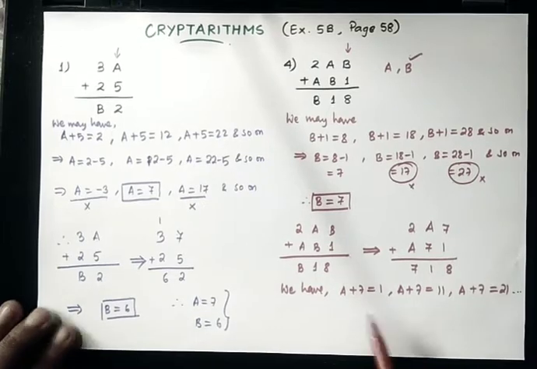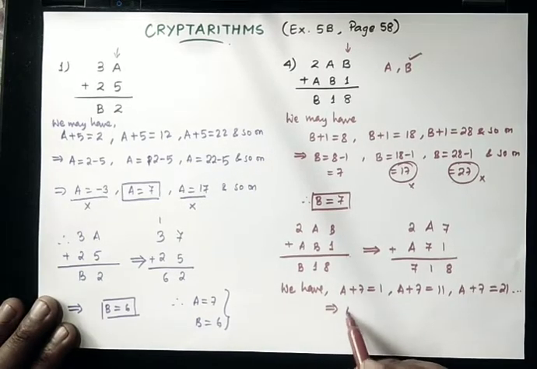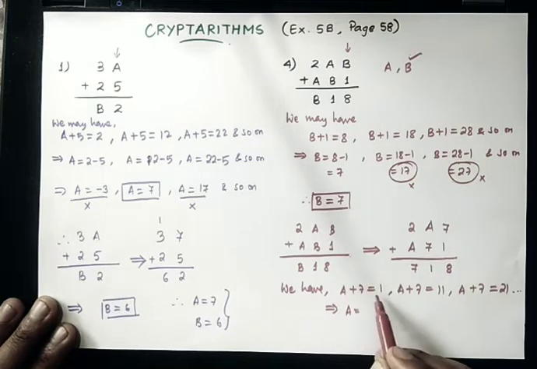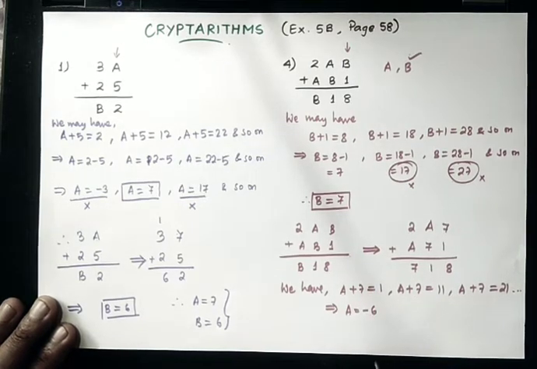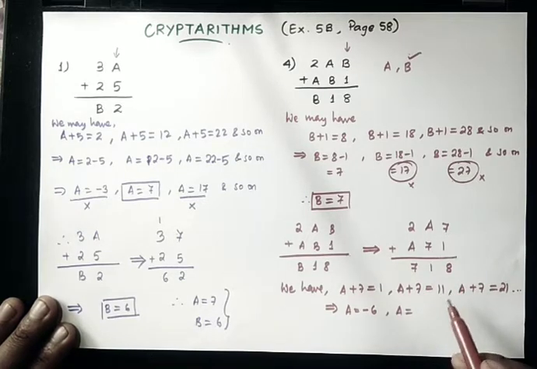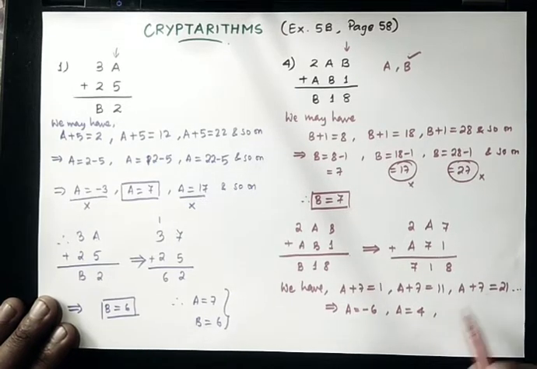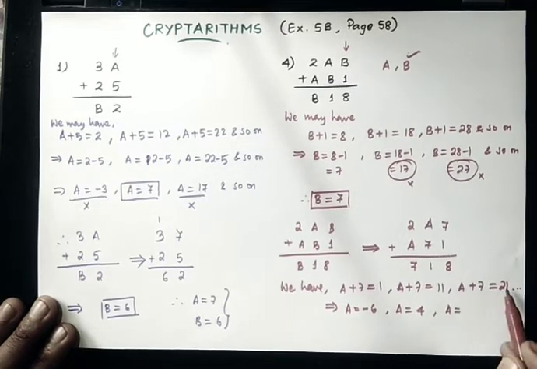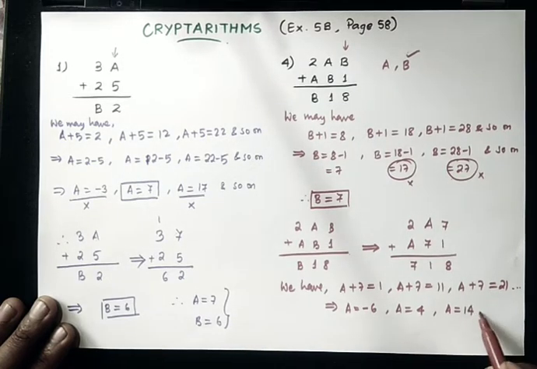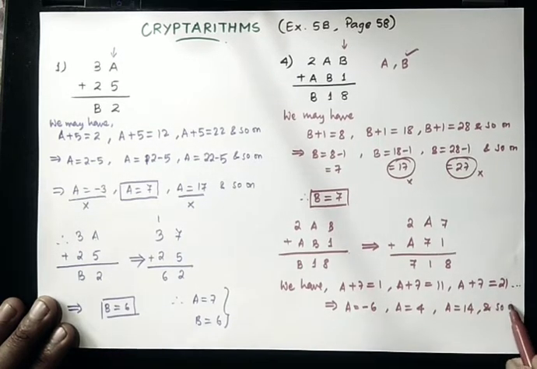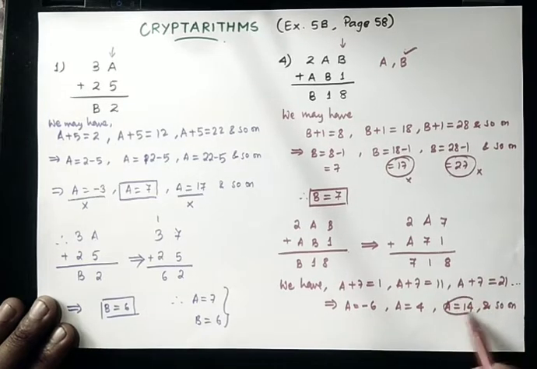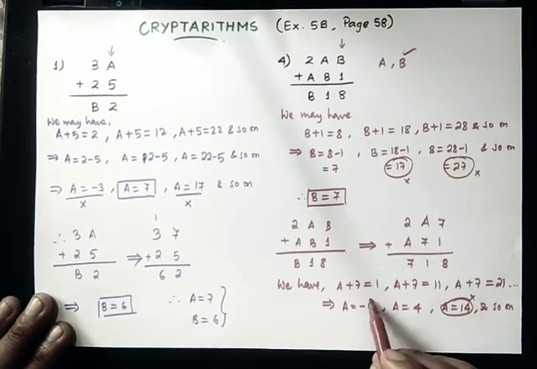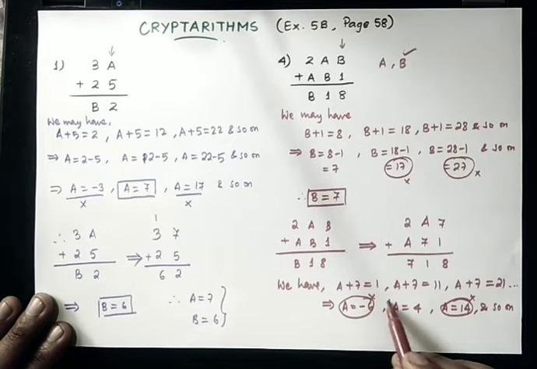Fine. Okay, now from the first one, A will be equal to 1 minus 7, which is minus 6, right? From here A will be equal to 11 minus 7, that is 4. And from here we have A equals 21 minus 7, that is 14, and so on. So again, this cannot be our answer. This is double digit, this is negative, so the possible answer here is A equals 4.